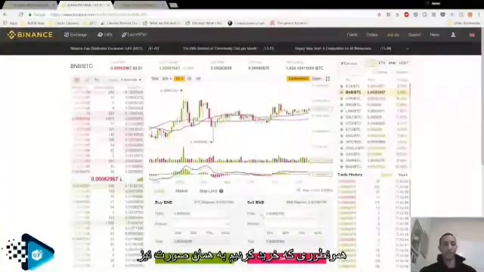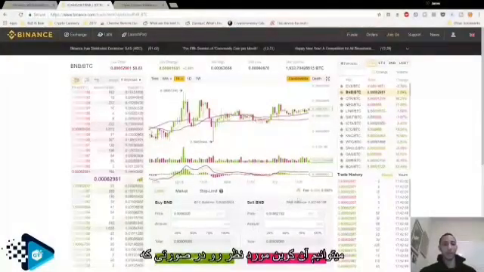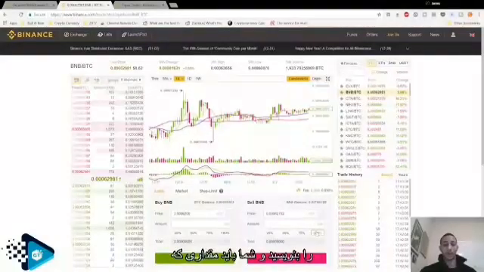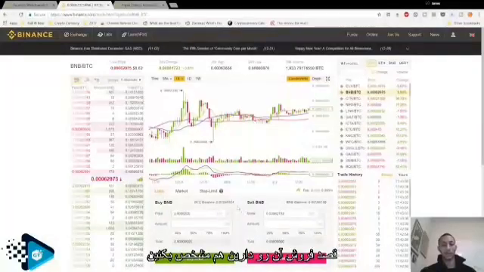Okay. Same thing if you wanted to sell a position, if you're holding Binance token or whatever cryptocurrency you're holding, you would select the price you're willing to sell it for and how much you wanted to sell. Okay, very simple, very straightforward.